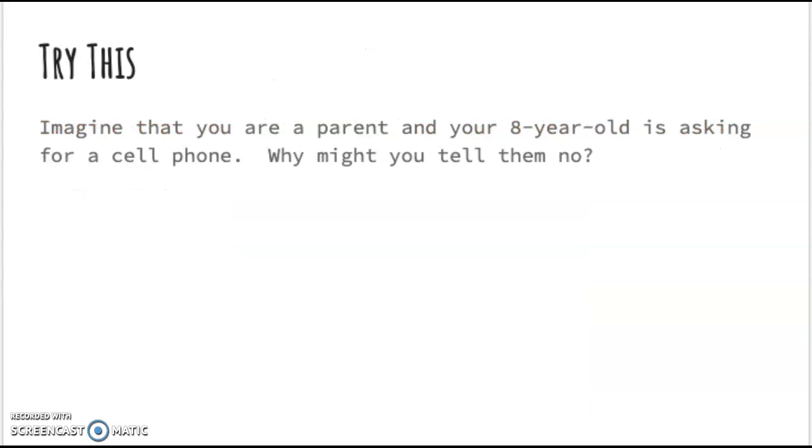Try this. Imagine that you are a parent this time. You're not the kid, you are the parent. And your child, your 8-year-old, let's say, young kid, is asking for a cell phone. Why might you as the parent tell them no, they can't have one? You might be able to think back to your personal experience and think about why your parents told you no when you were younger. But think about it just for a minute.